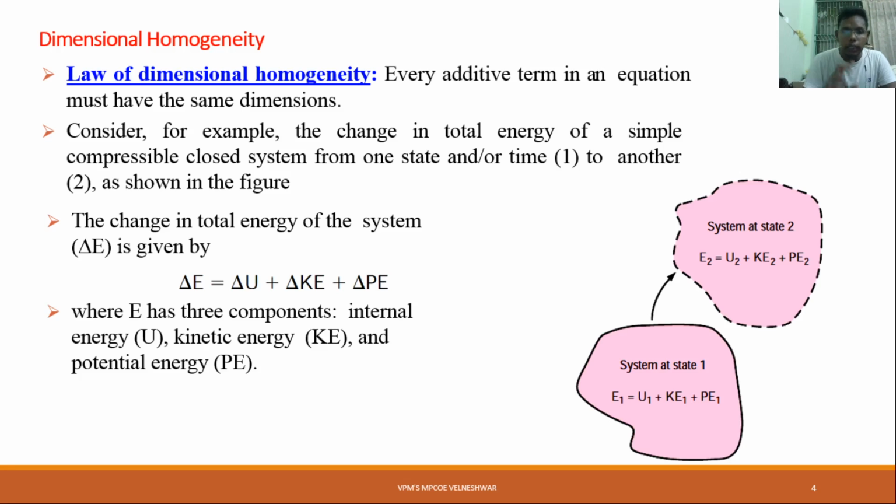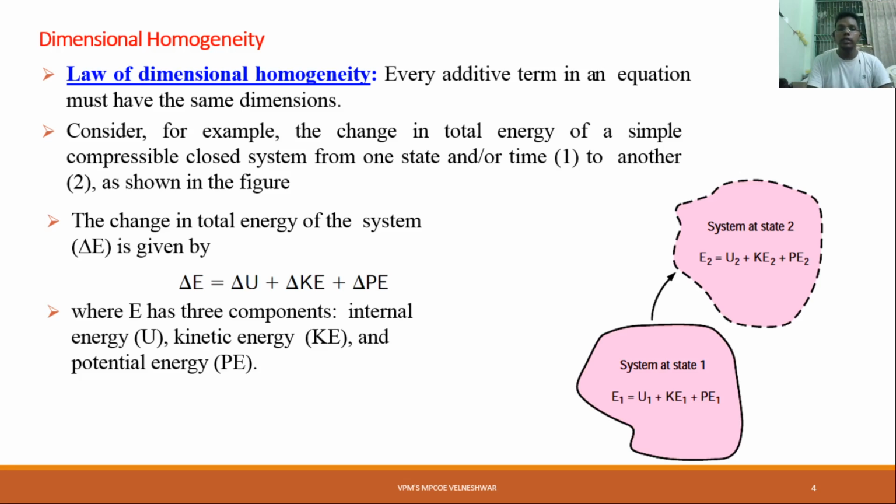Now here we are having one derivation, that is dimensional homogeneity. Here, the law of dimensional homogeneity: every additive term in an equation must have the same dimension. Suppose a plus b plus c is there. A should be the same unit, b should be the same unit, c should be the same unit. That is nothing but dimensional homogeneity.